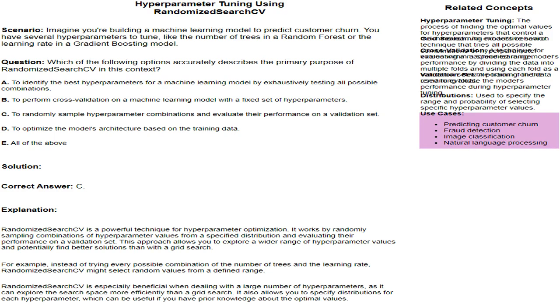Natural language processing. Natural language processing tasks, such as sentiment analysis and text summarization, benefit significantly from hyperparameter tuning. Optimizing hyperparameters in models like recurrent neural networks can improve their ability to understand and process human language effectively.